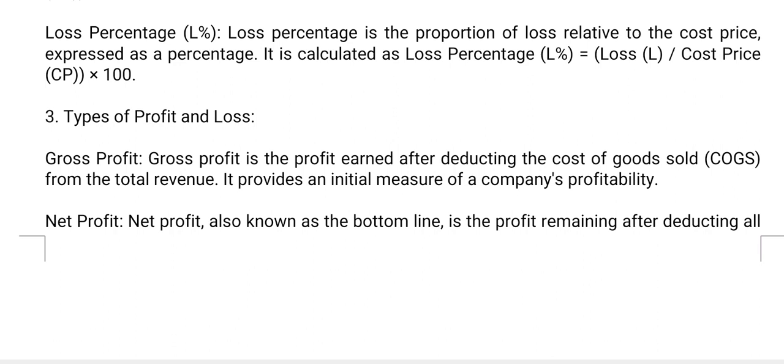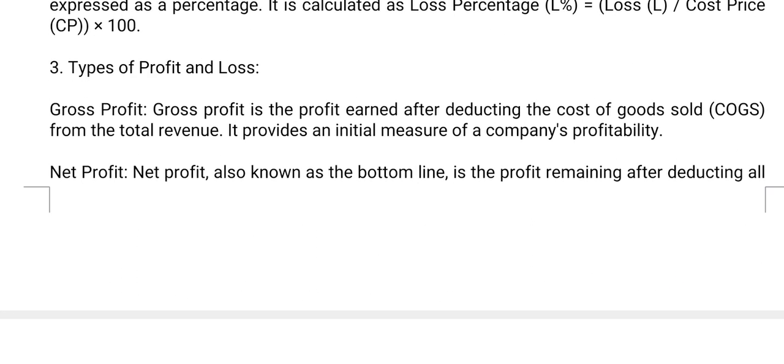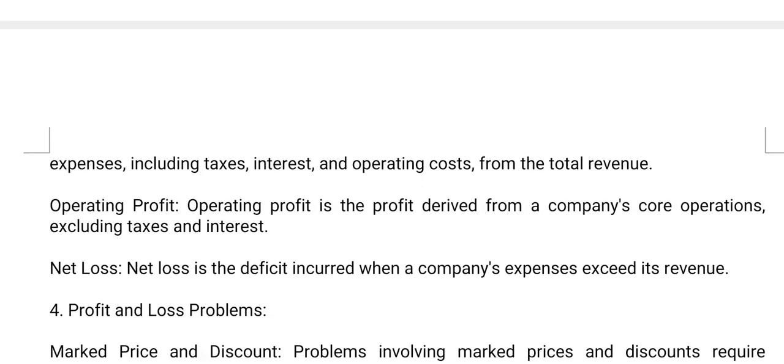Net profit. Net profit, also known as the bottom line, is the profit remaining after deducting all expenses including taxes, interest and operating costs from the total revenue. And operating profit. Operating profit is the profit derived from a company's core operations excluding taxes and interest. Net loss. Net loss is the deficit incurred when a company's expenses exceed its revenue.